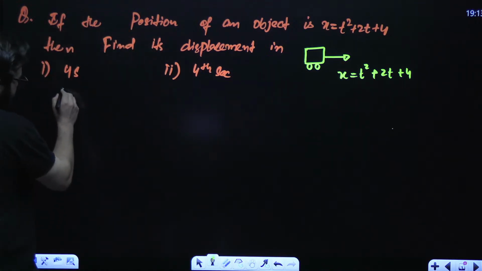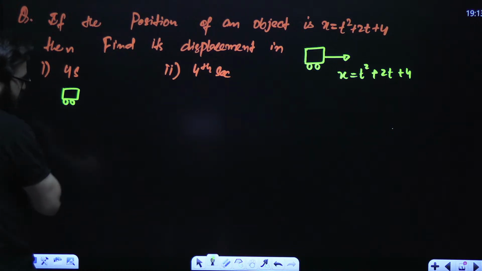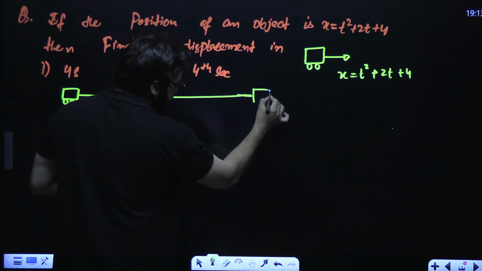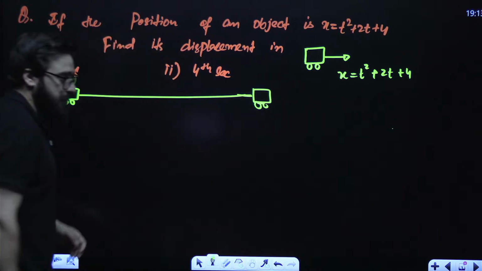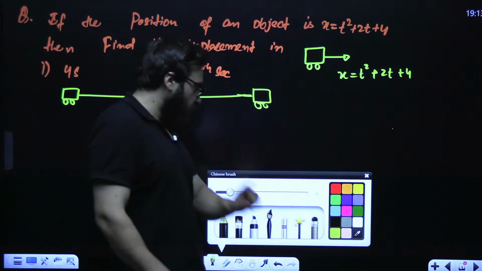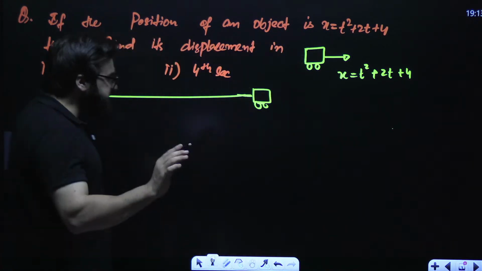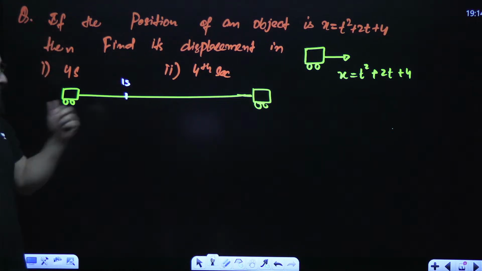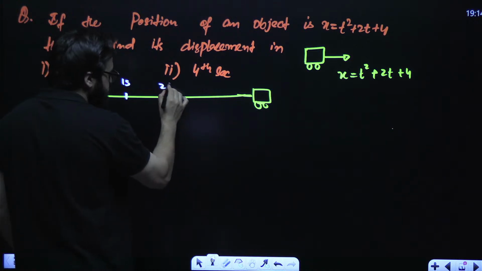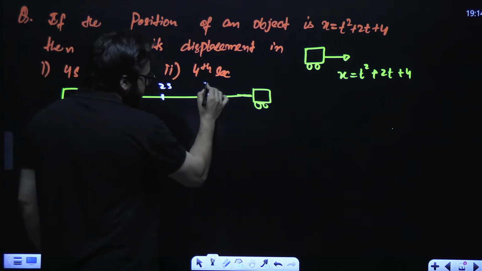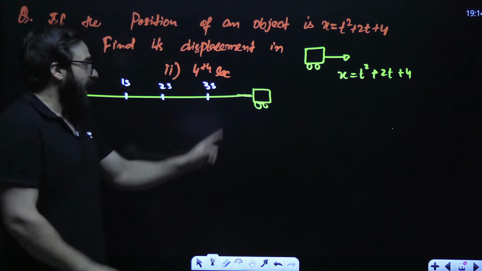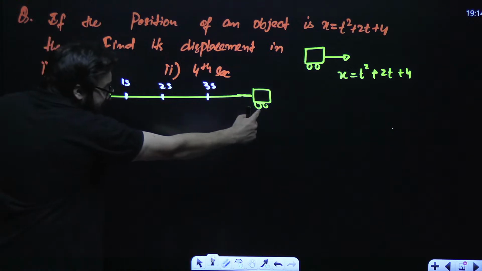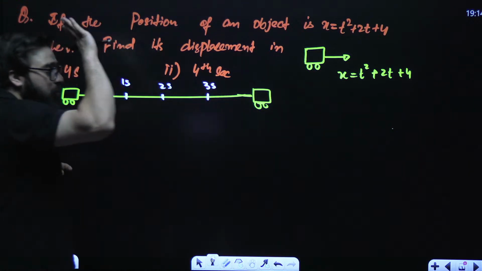Guys, see, let's suppose we have a particle over here and this particle is moving, and it has reached this particular position. Understand one thing very carefully over here. Let's suppose at t = 1 second, the particle was here. At t = 2 seconds, the particle was here. At t = 3 seconds, the particle was here. At t = 4 seconds, the particle is exactly here. So we have to find this displacement in 4 seconds.